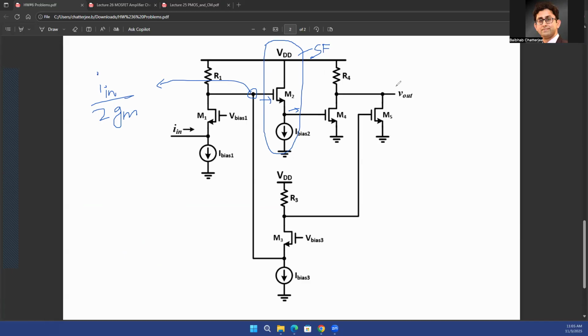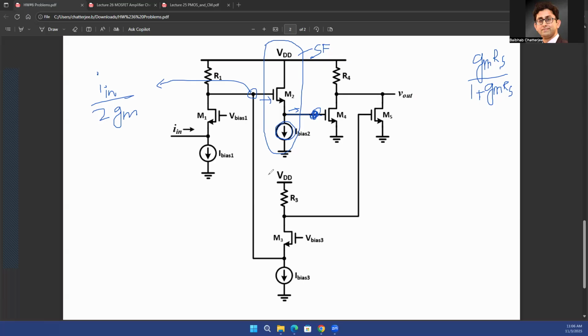Or if you want to be exact, the gain of a source follower is, you already know, GMRS divided by 1 plus GMRS, where RS is the resistance connected at the source terminal of the source follower. In this case, you have a current source connected at the source terminal in parallel with the gate of another transistor. So of course, both of them are infinite resistances, so your RS is actually infinity. If your RS is infinity, GMRS divided by 1 plus GMRS will be almost equal to 1. So your source follower will have a gain of 1. So at this point as well, you have the same voltage, I in divided by twice Gm.